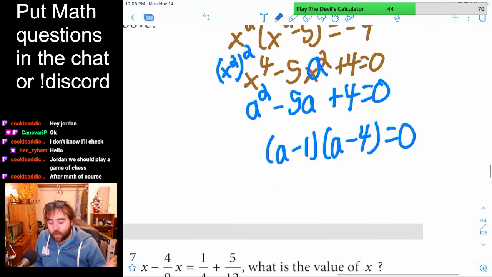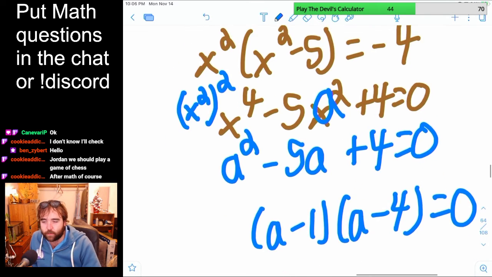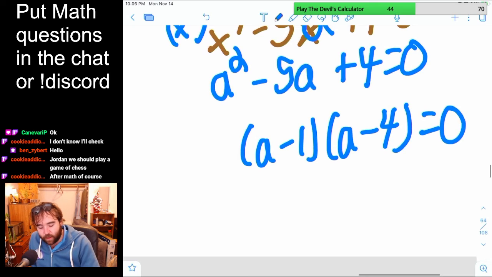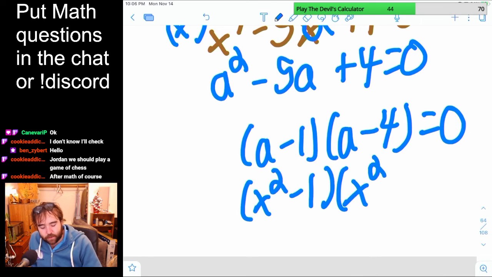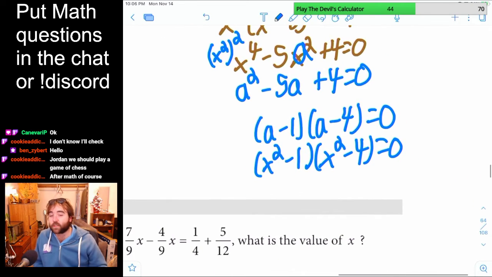And then once you get here, I think this is a good step to say, well, it's not a that we want, it's x squared that we want. So let's go back and put the x squareds instead of a, because then we have x squared minus 1 and x squared minus 4 equals 0. And now you just got to keep factoring.